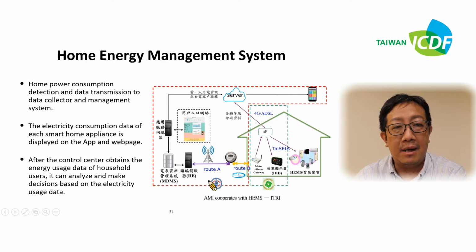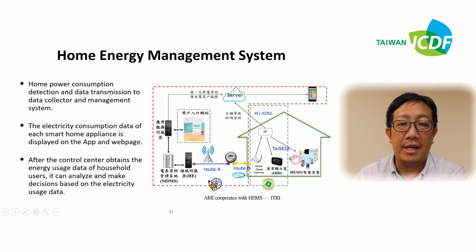Let's see the home energy management system. The home power consumption is detected and the data is transmitted to the data collectors and the management system. The electricity consumption data of each smart home appliance is displayed on the apps and web pages. After the control center obtains the energy usage data of the household users, it can analyze and make decisions based on the electricity usage data.